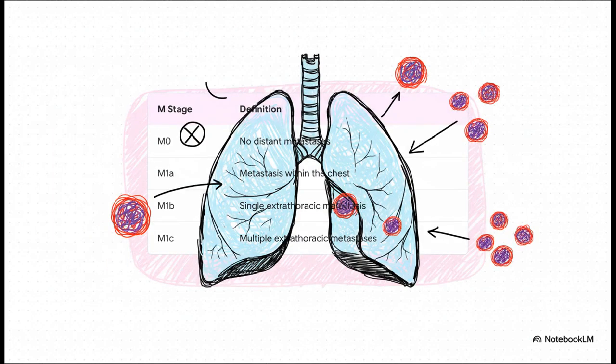And rounding it out, we've got M for metastasis. This one's pretty black and white. M0 means it hasn't spread. Any kind of M1 designation, whether it's in the other lung, a single spot somewhere else, or multiple spots, you're automatically dealing with stage 4 disease.